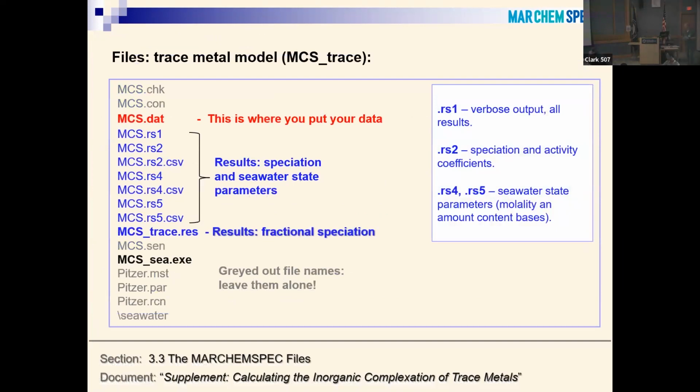So the sets of files, this is starting to look a bit familiar now. The grayed out ones that you don't need to bother with. The mcs.dat, where you put your input data. The executable, that should be mcs_trace, not mcs_c, pardon me. The usual output files here, and mcs_trace, which gives you the fractional speciation as before.